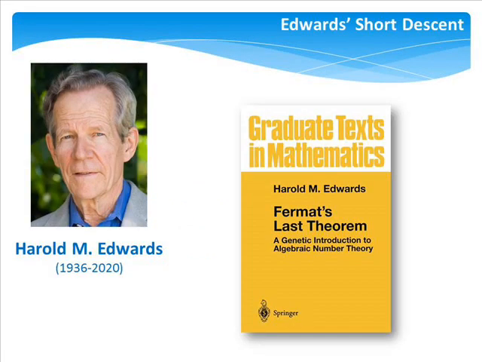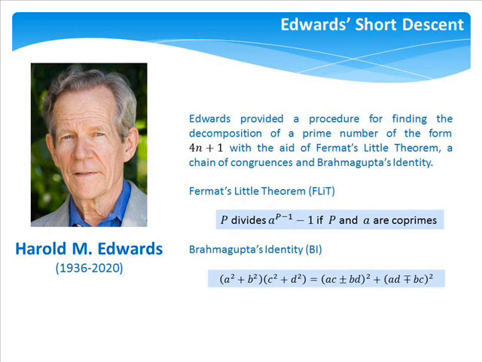American mathematician Harold Edwards wrote the book Fermat's Last Theorem, A Genetic Introduction to Algebraic Number Theory, where he provides a procedure for finding the decomposition of a prime number of the form 4k plus 1 with the aid of Fermat's little theorem, a chain of congruences, and Brahmagupta's identity.